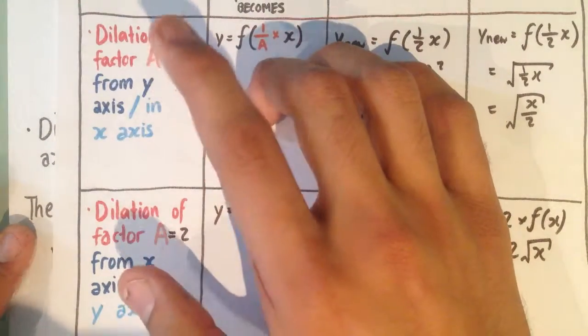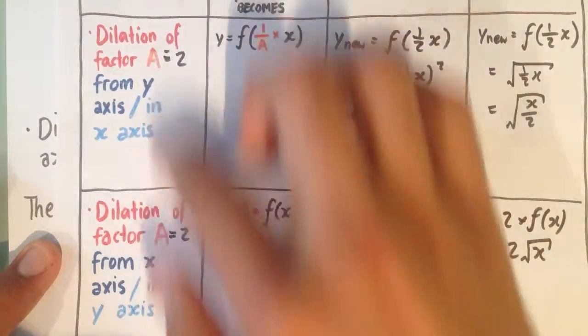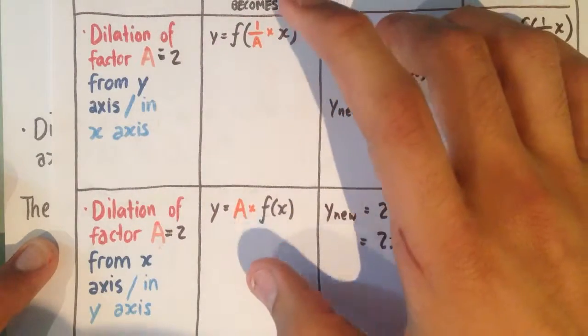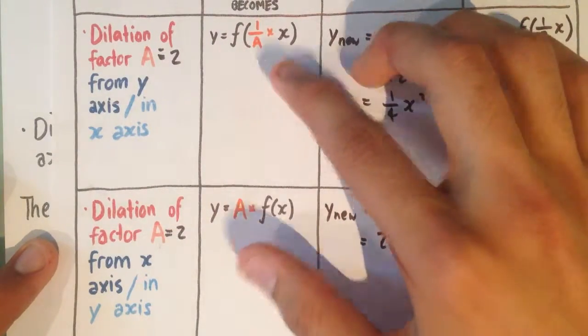You need to remember visually what these two things do, and you need to remember what these equations become. Okay?